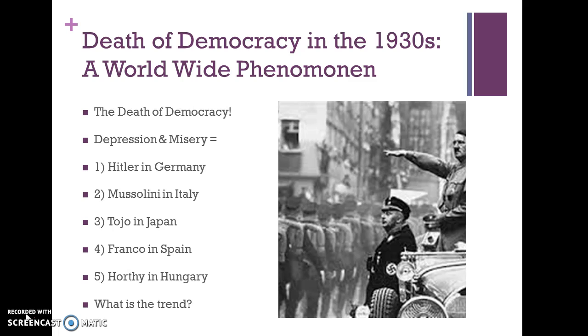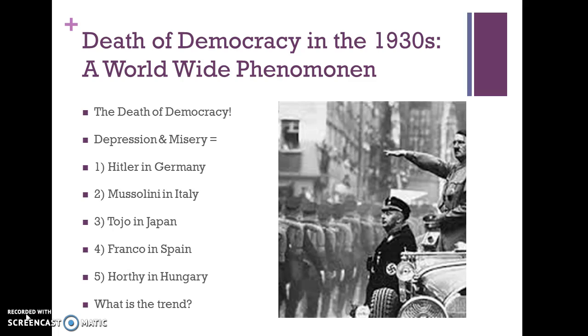And if we go to the next slide, I think you can then see very clearly the impact of the Great Depression, the death of democracy in the 1930s, a worldwide phenomenon. So we're going to see the rise of leaders like Adolf Hitler in Germany, Benito Mussolini in Italy, Tojo in Japan, Franco in Spain, Horthy in Hungary, and the list kind of goes on and on. So I think you get the point that across the globe, and especially in Europe and in Japan, we see this new type of leader, totalitarian dictator.